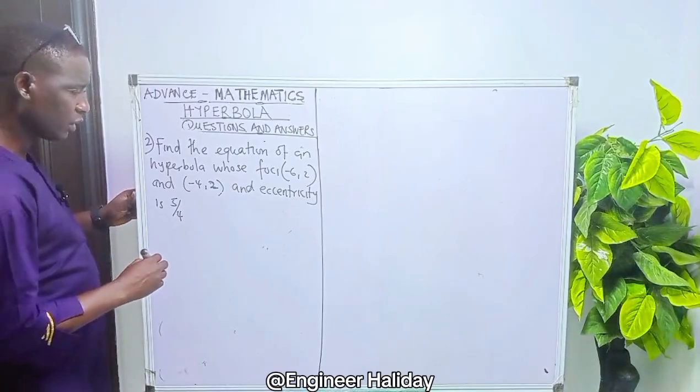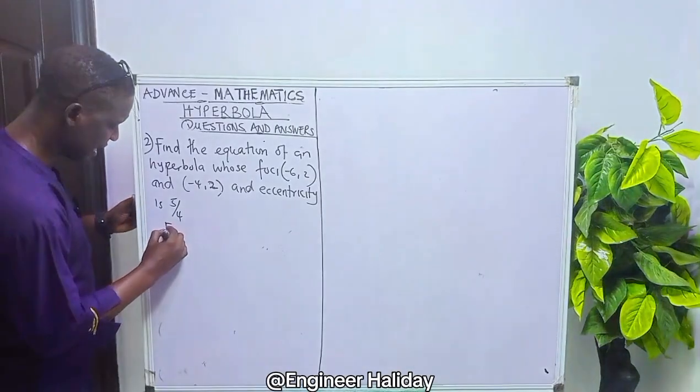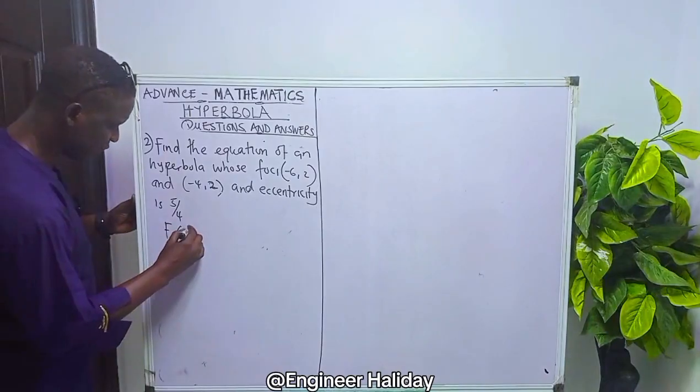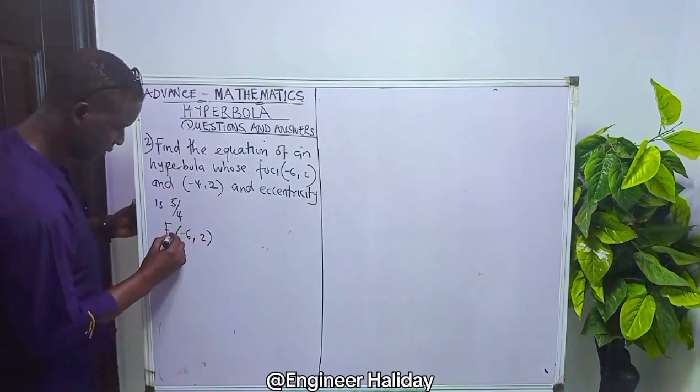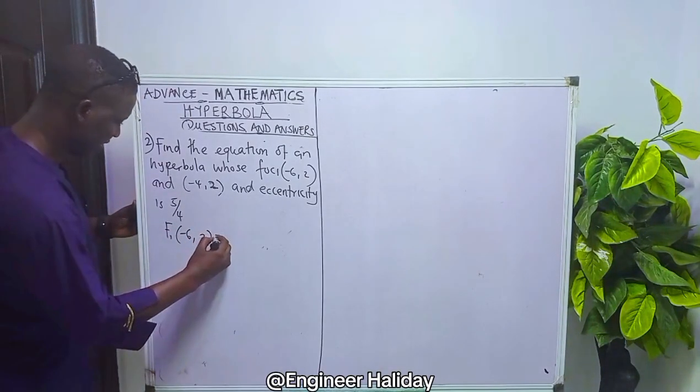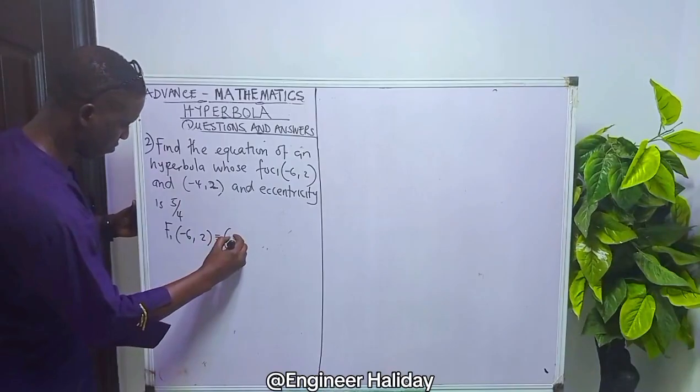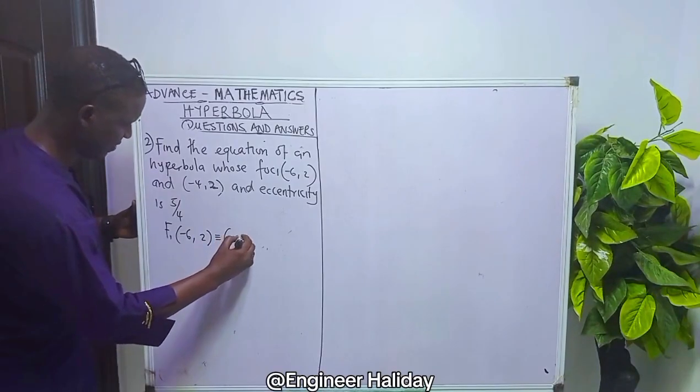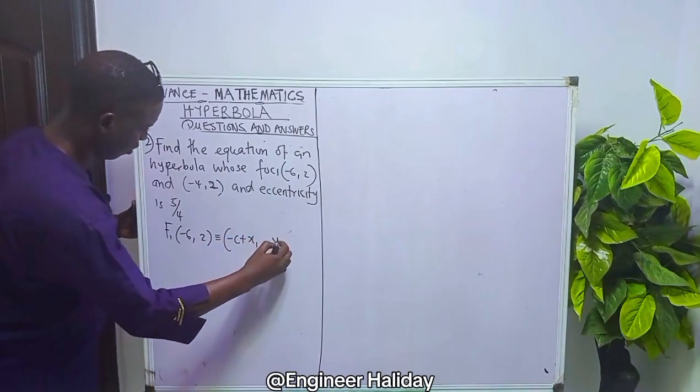Now we have two foci here. Let's say one of them is (-6, 2). Let's call it F1, which is the same thing as (-c + x1, y1).